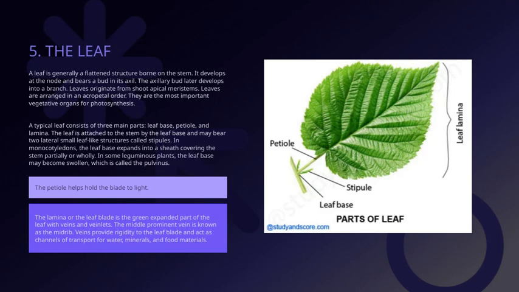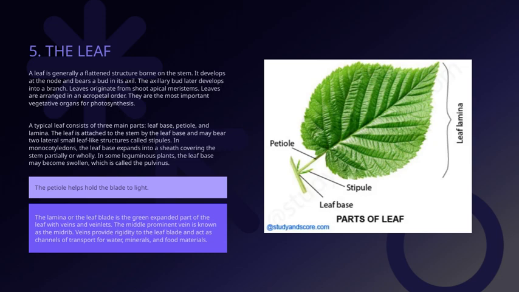Let's take a closer look at the leaf. The lamina, or leaf blade, is the green, expanded part of the leaf that you see. It contains veins and veinlets, which are essential for the leaf's functions. The most prominent vein running down the center is called the midrib. These veins are not just for support. They also serve as channels for transporting water, minerals, and food materials throughout the leaf.